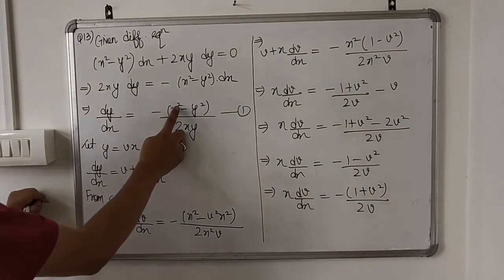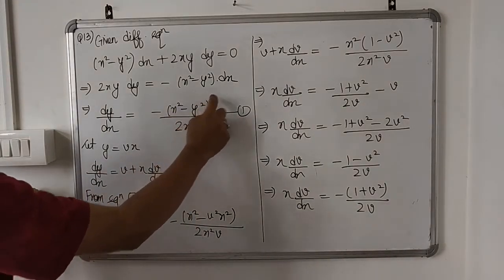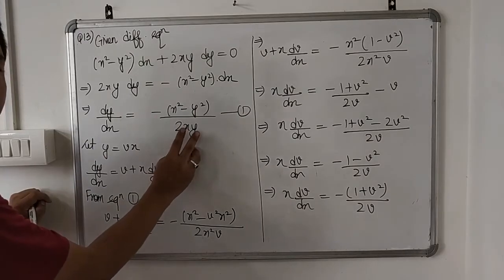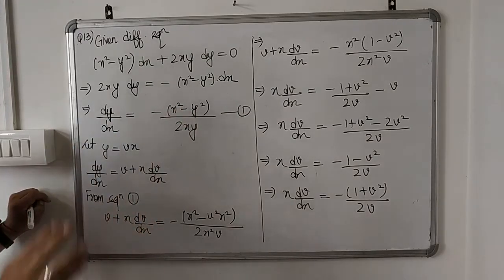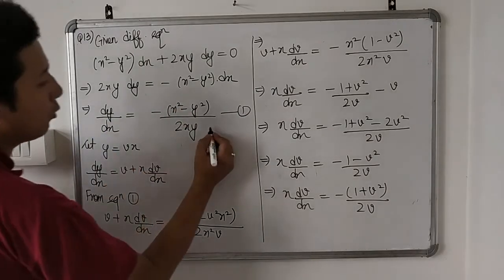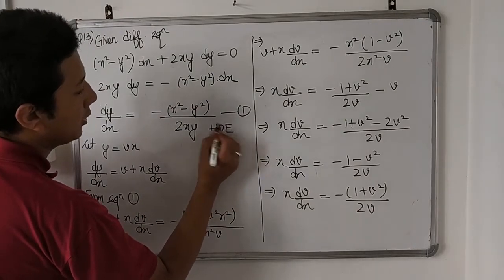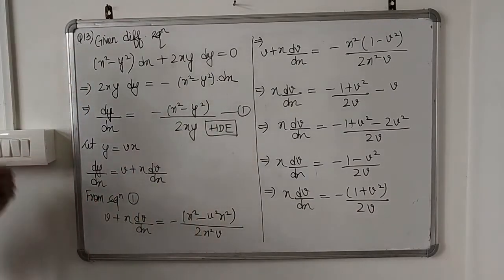Let's look at the power. The power is 2. The power is 2. So the numerator power is 2. In the denominator, there is a multiplication sign, so 1 plus 1, the power will be 2. So hence it is an HDE, a homogeneous differential equation. Okay, so keep it as equation number 1. You know what to do.